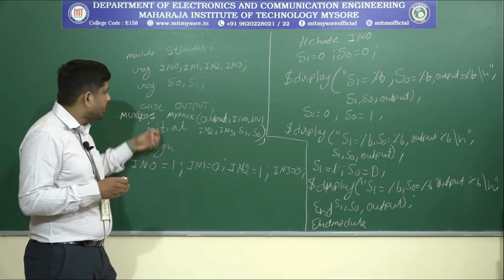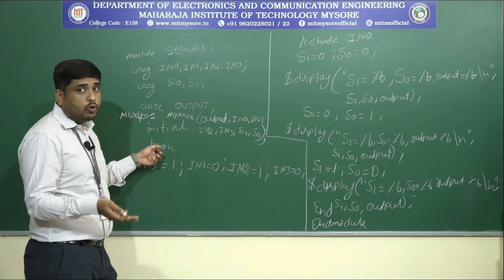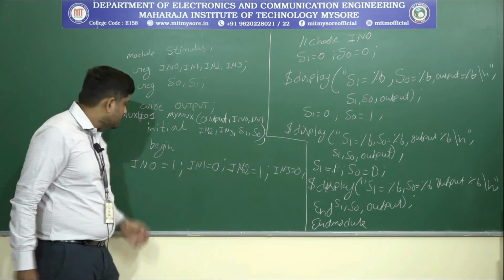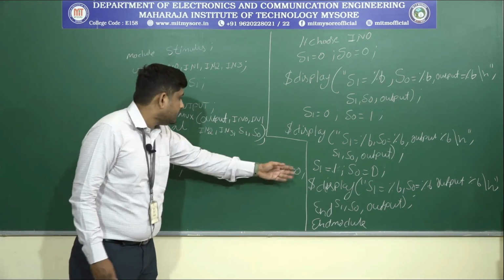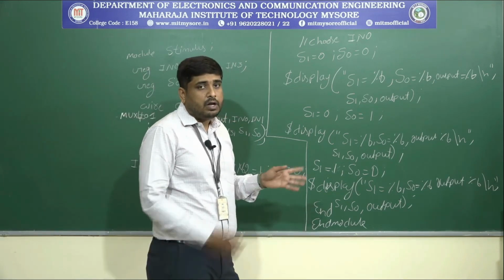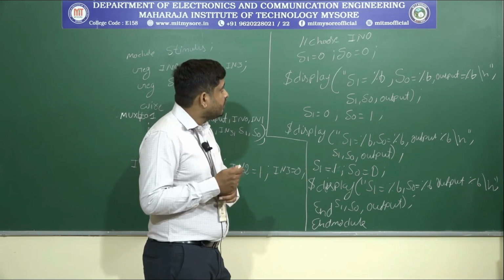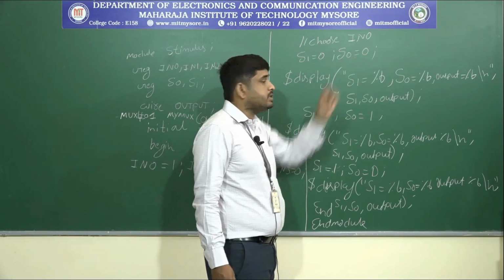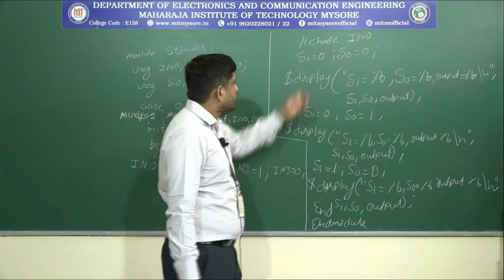The process starts here, initial, begin. Why are we using begin? Because we have to apply two or more data. That's why we are using begin. First you initialize all the inputs, that is IN0 is equal to 1, IN1 is equal to 0, then IN2 is equal to 1, then IN3 is equal to 0. Then after initializing the data, next we have to apply the selected inputs, that is select lines. So here first we choose IN0, that is when S1 is equal to 0 and S0 is equal to 0, and that time the output selects the first input, that is IN0.